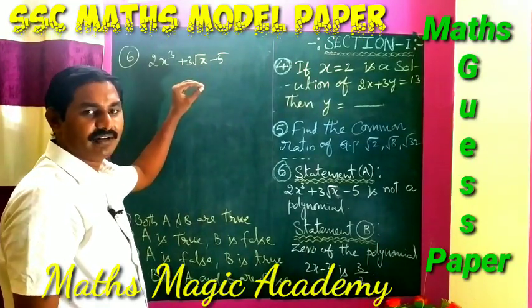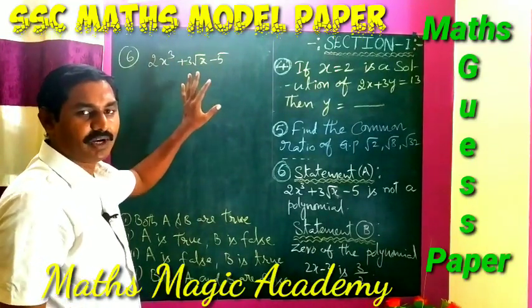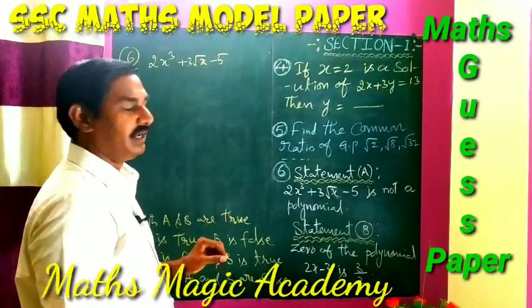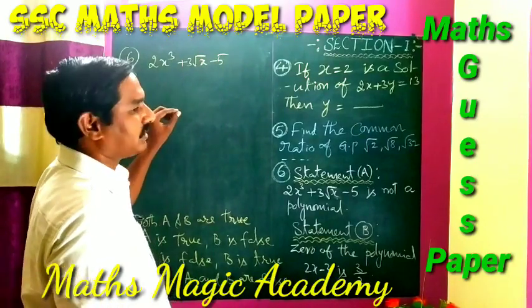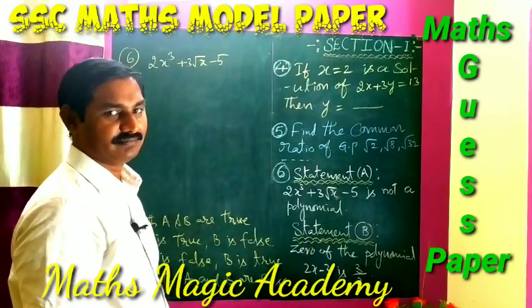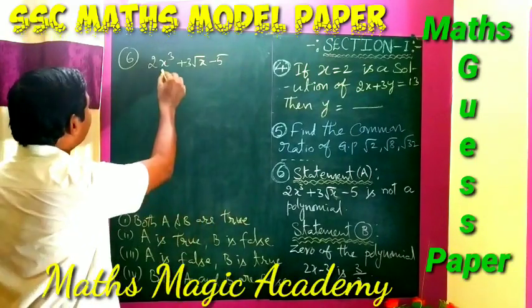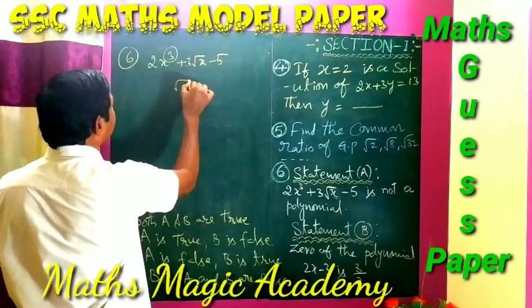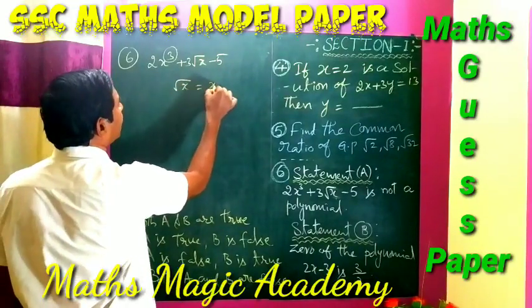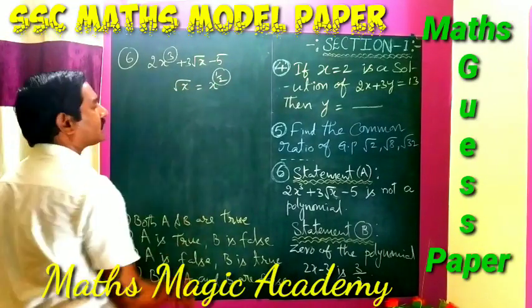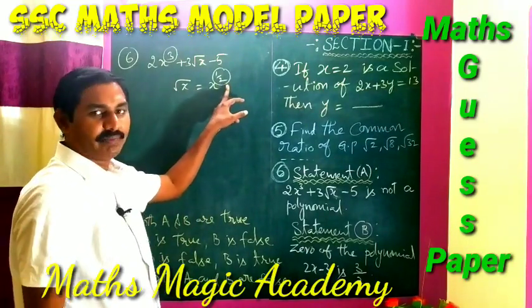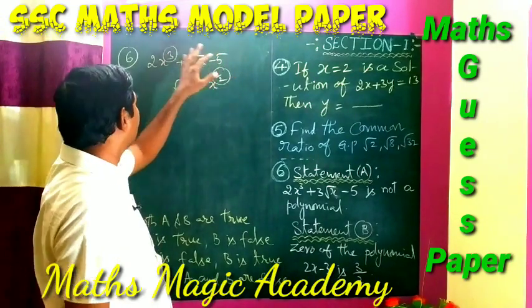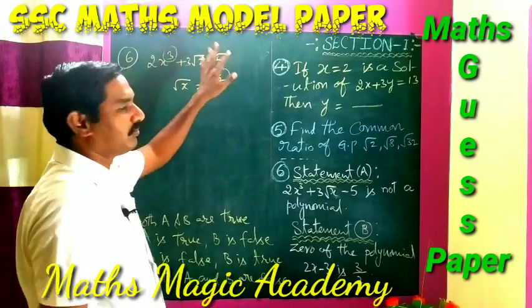How can we find whether it is a polynomial or not? If it is a polynomial, the exponent of a variable must and should be a positive integer. The variable power here is 3. And root x can be written as x power 1 by 2. Here what is the exponent of the variable? 1 by 2. It is not an integer. That means this is not a polynomial.